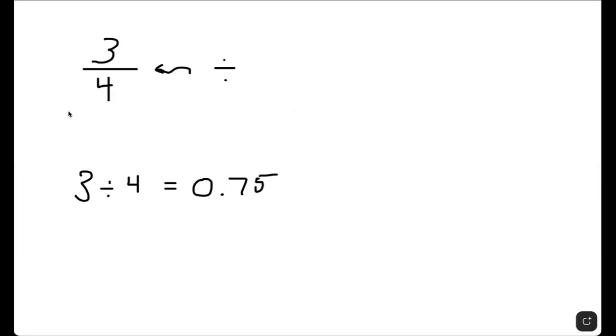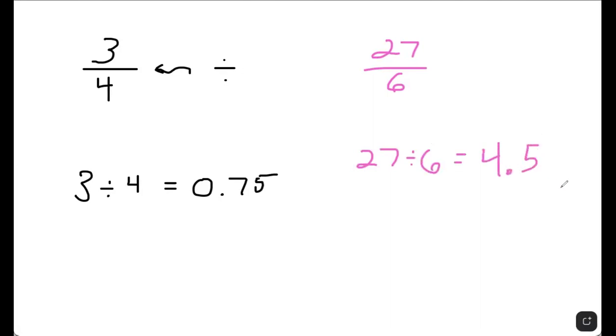It's just as quick as that. So suppose we had something like this, 27 over 6. Well, that's treated as 27 divided by 6. And so go to your calculator, 27 divided by 6 gives us 4.5. That's it. That's it.